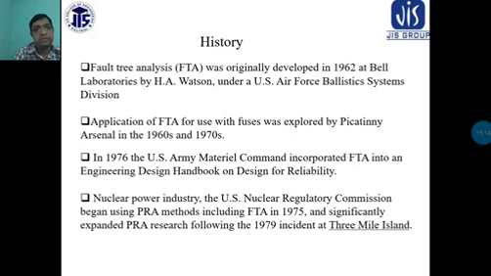And another area is the nuclear power industry. In the nuclear power industry, the US Nuclear Regulatory Commission began using the PRA method, including fault tree analysis, in 1975, and significantly expanded PRA research funding after the 1979 incident, the Three Mile Island accident.